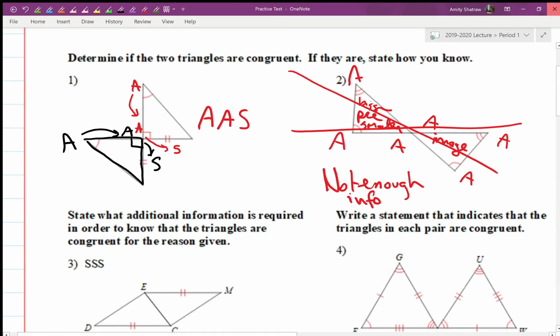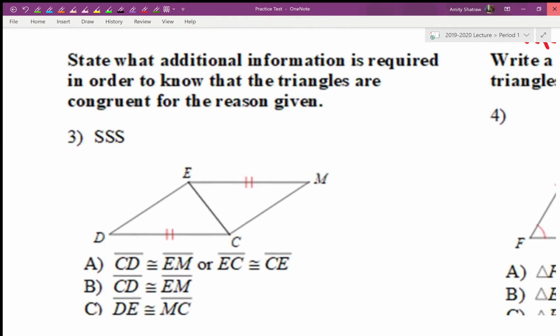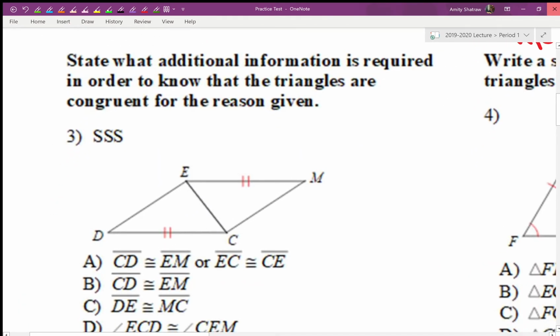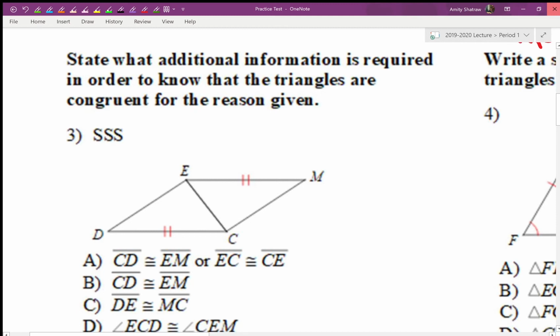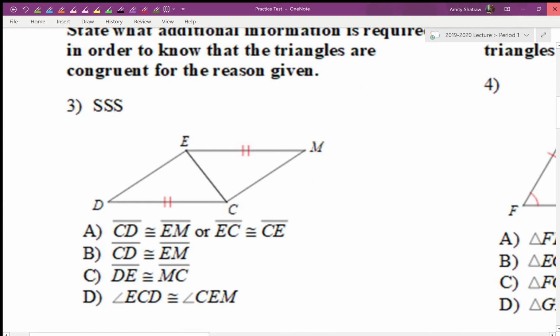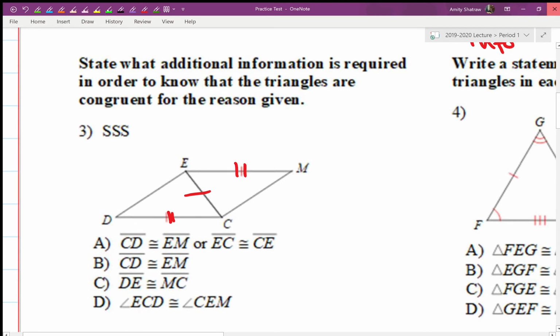It says state what additional information is required in order to know that the triangles are congruent for the given reason. So for number three, what they want to see is side, side, side. Okay, that would be great if they could see side, side, side. I don't see that. I only see a pair of sides. I see this side is congruent to that side, and that's it. Now, I know that this side is congruent to itself, and nobody needs to tell me that. So that's not the answer.